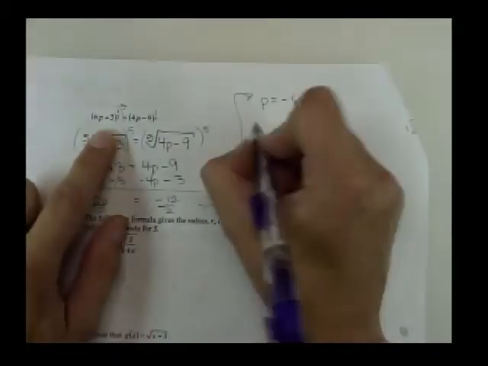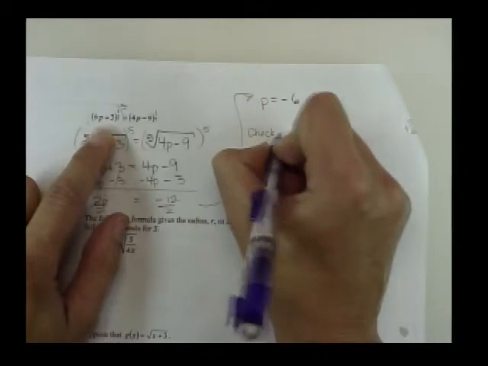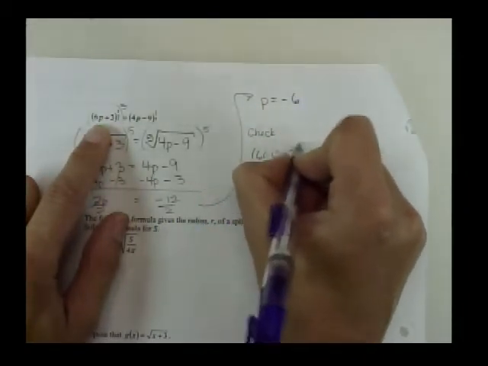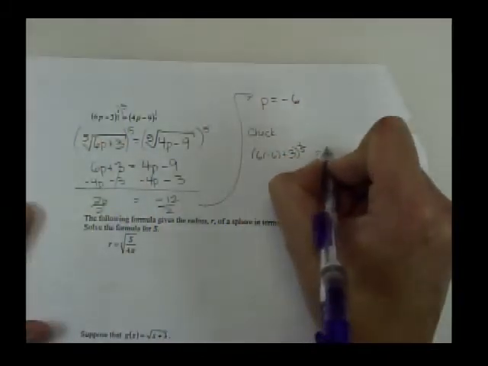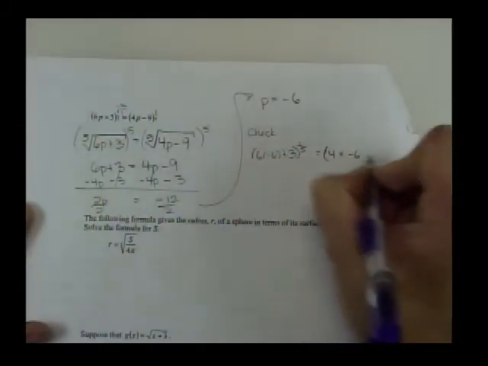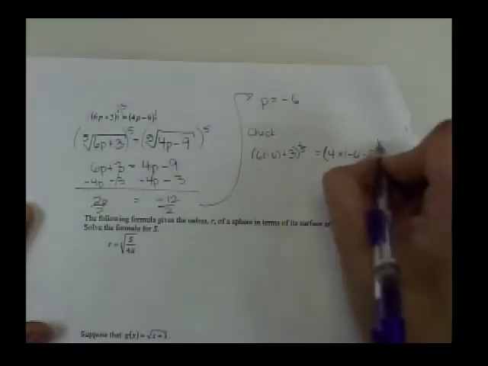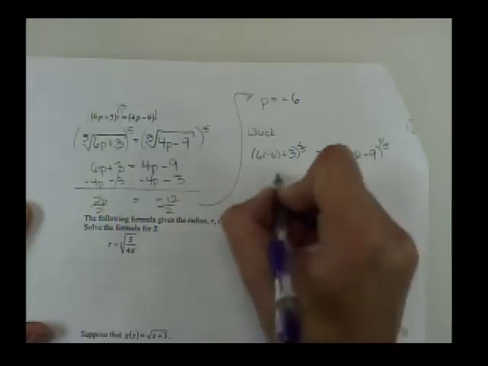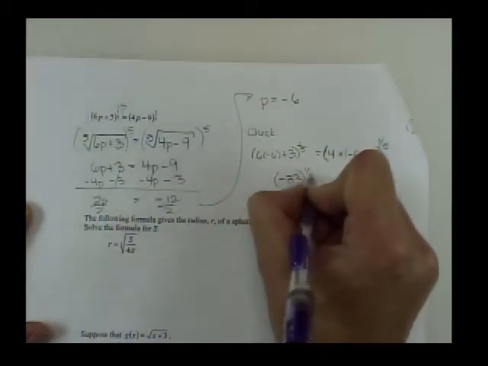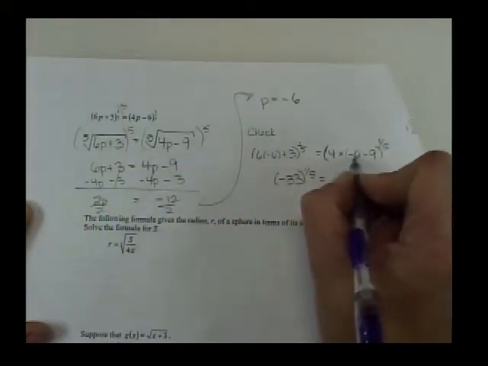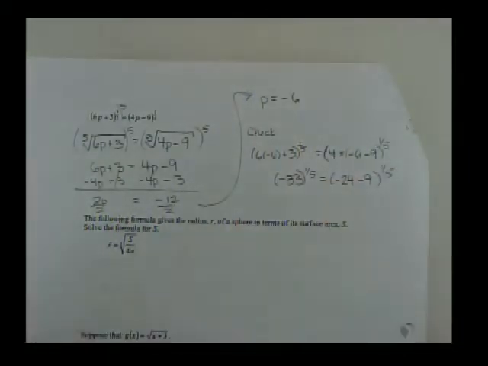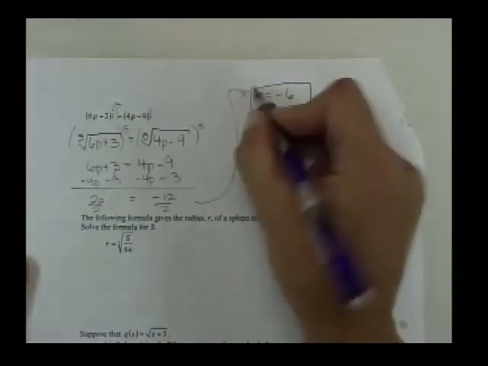And if I check that answer in the original, so I have 6 times negative 6 plus 3 to the 1/5 equals 4 times negative 6 minus 9 to the 1/5. So that's negative 36 plus 3, so negative 33 to the 1/5. 4 times negative 6 is negative 24 minus 9, which is negative 33. So I have negative 33 to the 1/5 on each side, so it works.